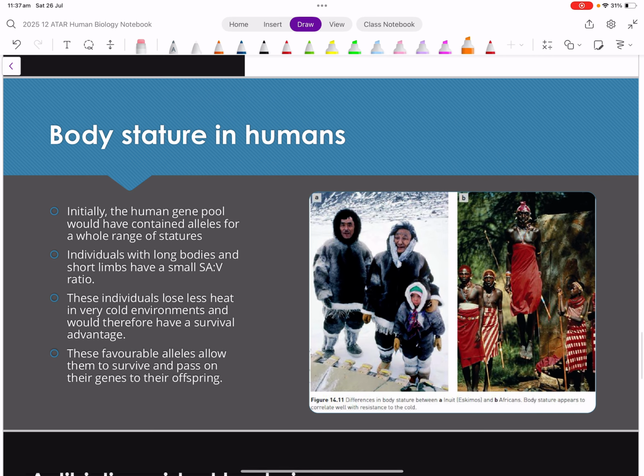Another example, body stature in humans. What we've noticed generally is that in very cold environments, individuals with long bodies and short limbs have a really small surface area to volume ratio, and these individuals, as a consequence, have a survival advantage in these colder environments. When we talk about warmer environments, though, there's a slight difference in terms of the body composition.